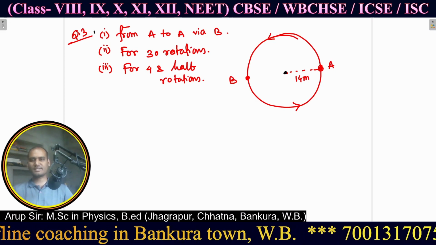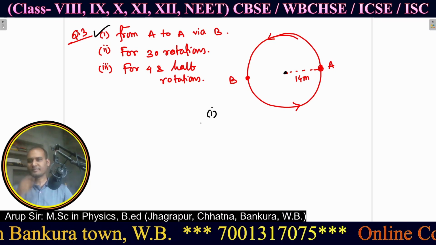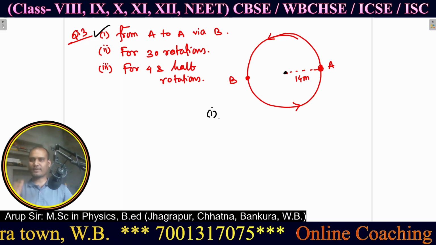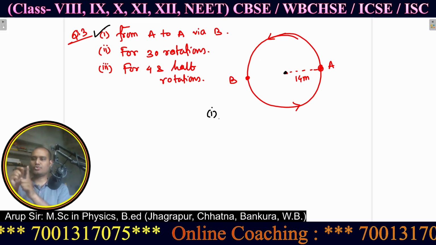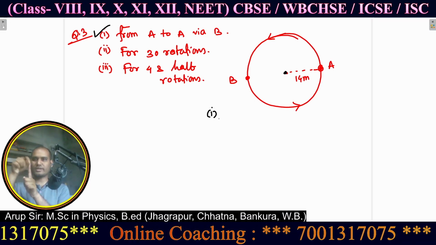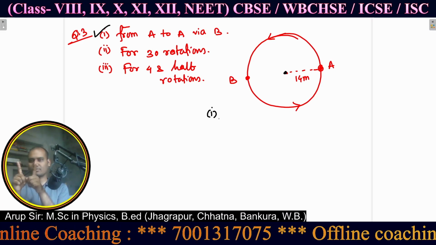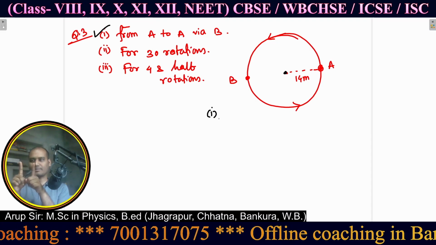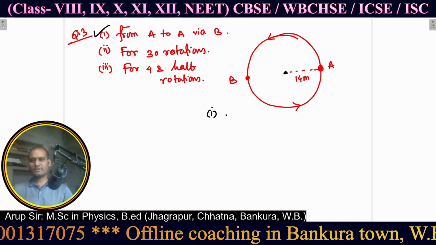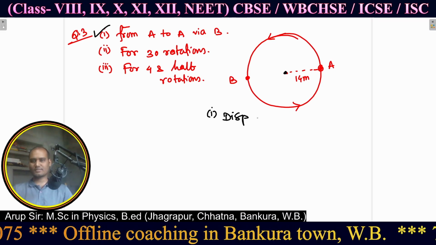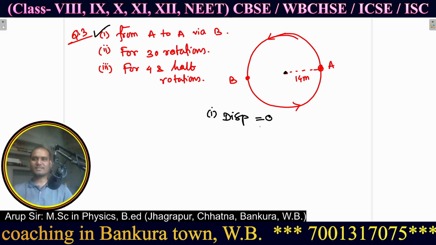So for the first case, from A to A via B, what will happen? A to A means initial and final point are same. So what is the gap between initial and final point? If two points are several points apart, then we can calculate the distance between them. But if these two are coinciding with one another, then zero displacement, means zero movement. So displacement is zero for this case. Displacement is how much? Zero, because no such movement. Initial and final points are same.